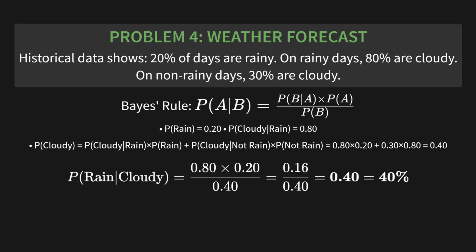So what's the actual probability of rain given we see clouds? When we use Bayes' rule with the numbers we just calculated, we get 40%. Only 40% chance of rain, not 80%.